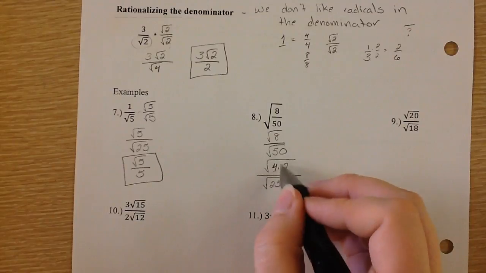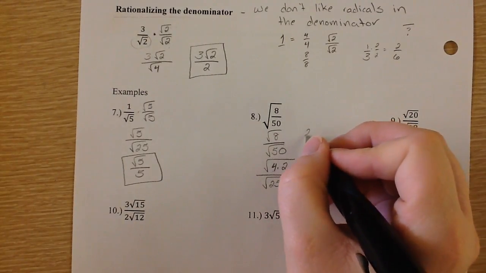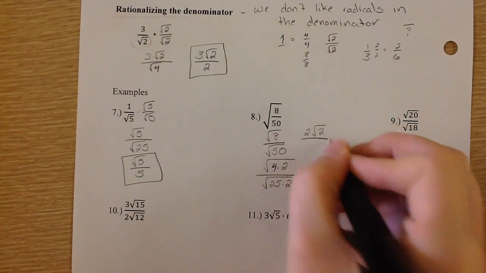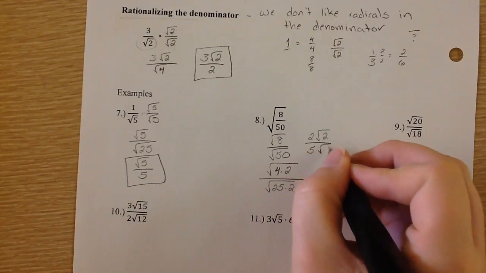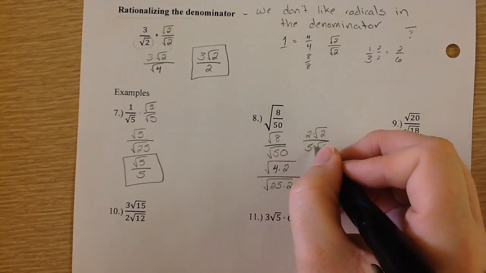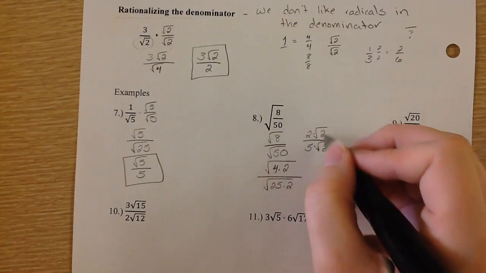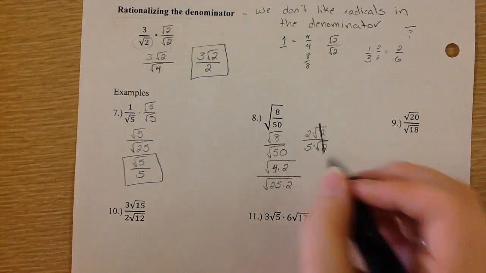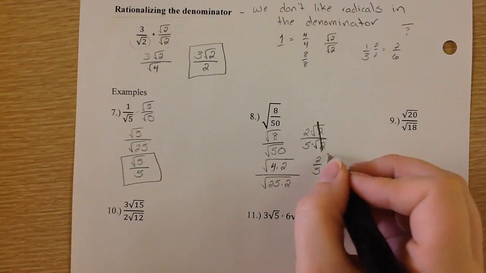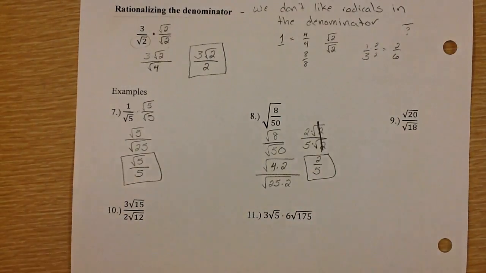So now if I take the square root of 4, that's 2, the square root of 2. The square root of 25 is 5, the square root of 2. But now we're multiplying. I've got 2 root 2 all over 5 root 2, but since we're multiplying, this is just 1. So this simplifies into just 2/5. No radicals at all. No radicals divided out in that one.